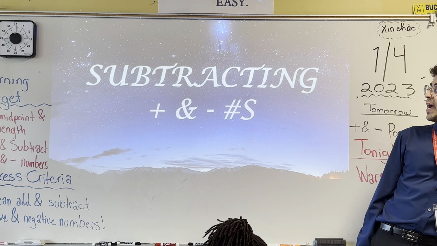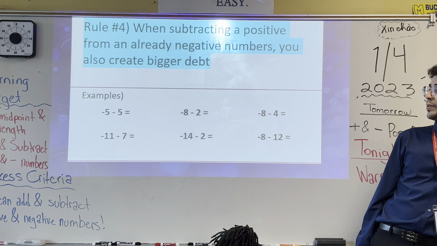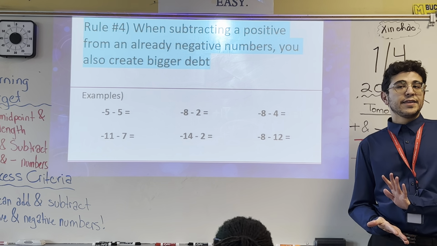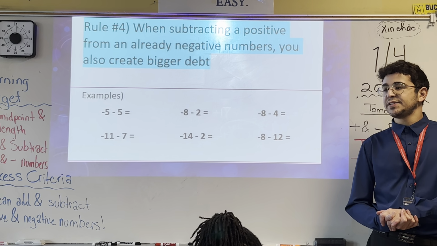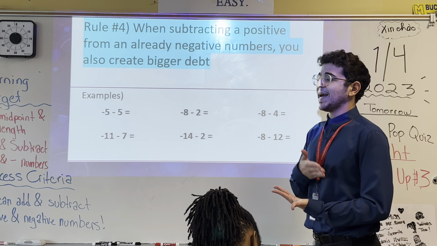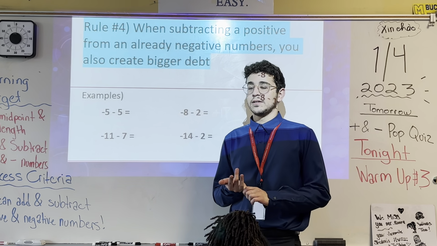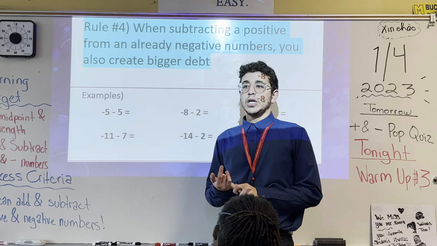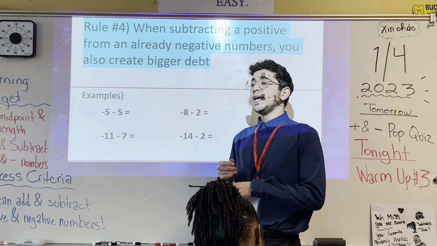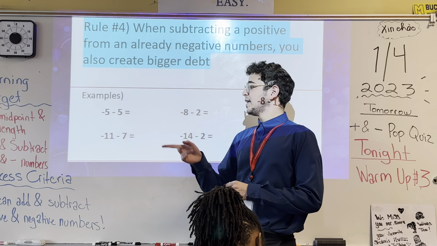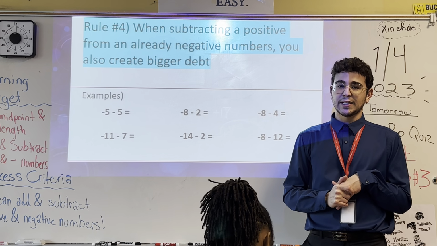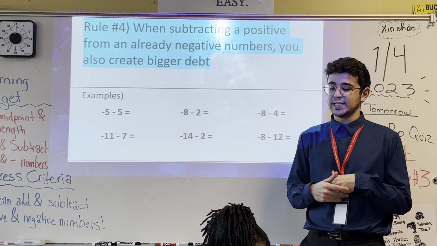So, subtracting positive and negative numbers. When we did the addition of a positive and a negative, remember how when we did addition, it ended up being subtraction? Was that kind of weird? So when we add a negative and a positive together, we end up doing subtraction. Now that we're subtracting a positive from a negative, what do you think we're really doing? Adding. Yes, we do the opposite in a sense.